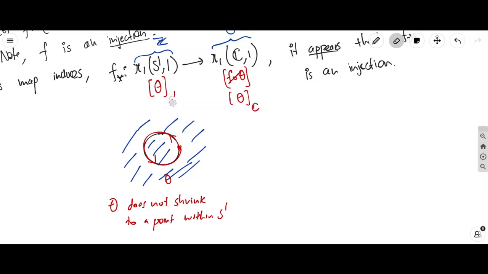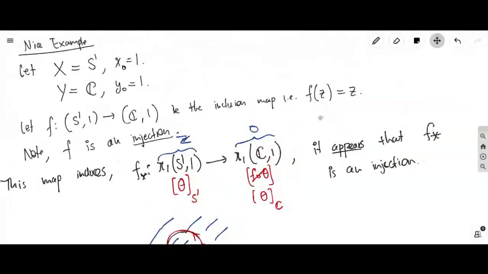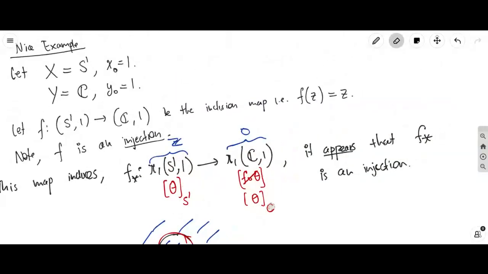So it looks like it's an injection, but really you have to understand that these brackets have different meanings. This represents homotopy class in the circle. This represents homotopy class in the complex plane. So that's sort of the explanation. What I like about this example is it's very deceptive. It's very simple. It shows you how it works out.